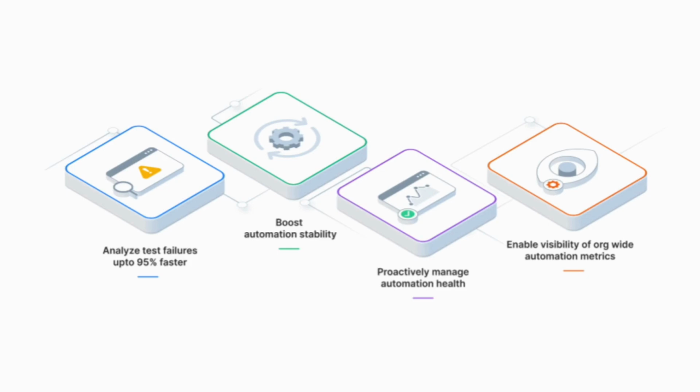So that was a quick walkthrough of the test reporting and analytics product from BrowserStack. With this, you'll be able to analyze your test failures up to 95% faster using smart reporting and AI-based RCA tools. You'll also be able to boost your automation stability and manage your automation health with rich analytics and out-of-the-box dashboards. And lastly, you'll be able to enable visibility of org-wide automation metrics and show the good work that QA teams are doing to move the quality of the product forward.